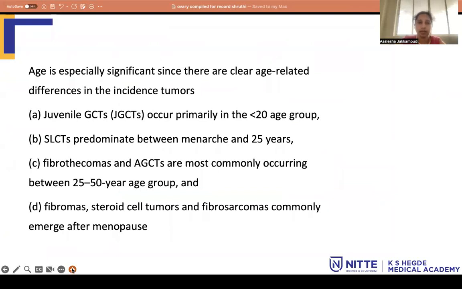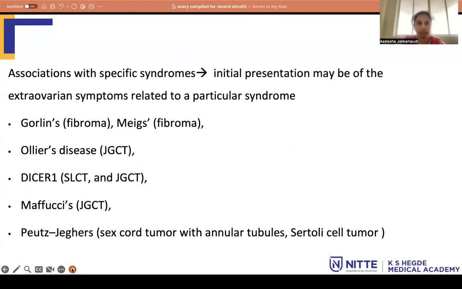Age has very significant value whenever we are assessing a case, because certain tumors are known to occur in certain age groups. For example, juvenile granulosa cell tumor is primarily seen in the less than 20 years age group, and Sertoli-Leydig cell tumor is seen around the age of menarche or around 25 years. Fibrothecomas and adult granulosa cell tumors are seen in the 25 to 50-year age group, and fibromas, steroid cell tumors, and fibrosarcomas are commonly seen after menopause.